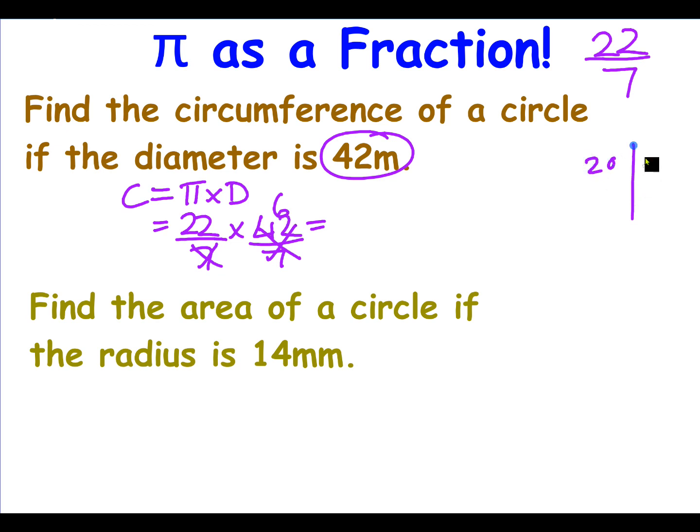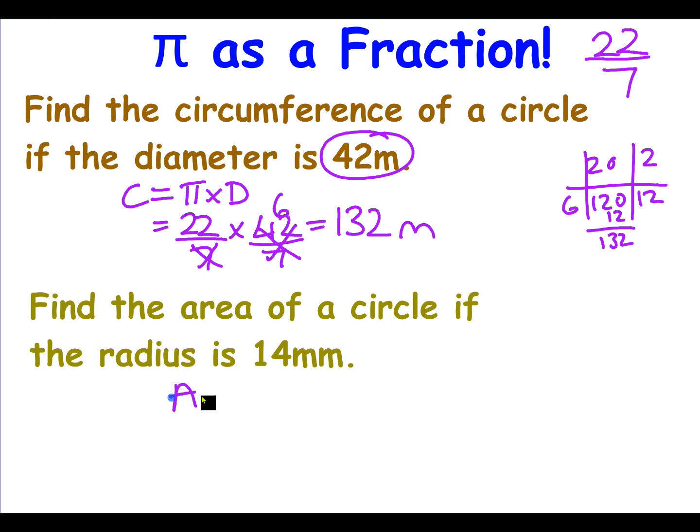Now, don't forget you're in your non-calculator exam, so you can't go for your calculator on this one. You might have to do things manually. So you end up with 132, and the distance is meters for your circumference. Let's do the same for the area. So the area of a circle, find the area of the circle if the radius is 14 millimeters.